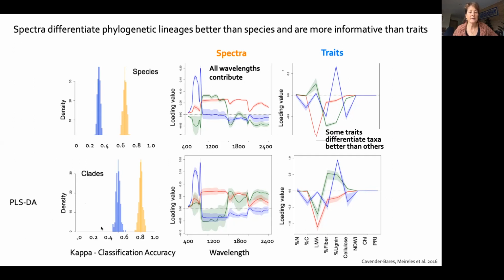We use partial least squares discriminant analysis, which is a form of machine learning. And we detected both traits and the spectra and determined which regions of the spectra were informative in differentiating genotype, species, or clades. And simply by having many, many more informative regions for spectra, that high dimensional information, there's more to work with in classifying genotype, species, or clades.